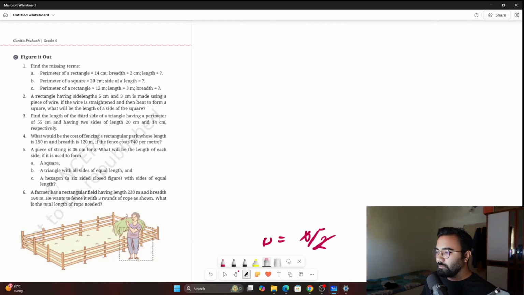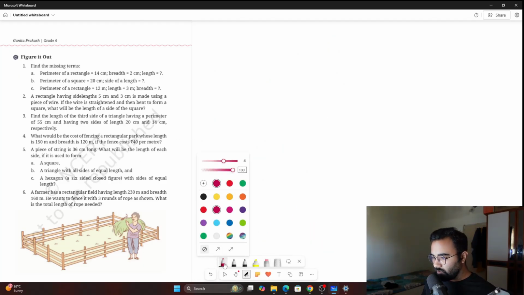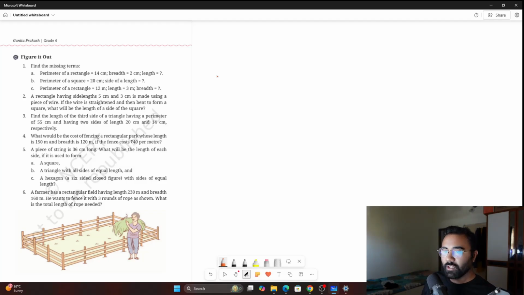Let's see what comes next. Let's have a little bit of change in color. Let's go for orange. Okay, let's see how tangy. Now we are doing question number 2. A rectangle having side lengths 5 and 3 is made using a piece of wire. If the wire is straightened and then bent to form a square, what will be the length of the side of the square?